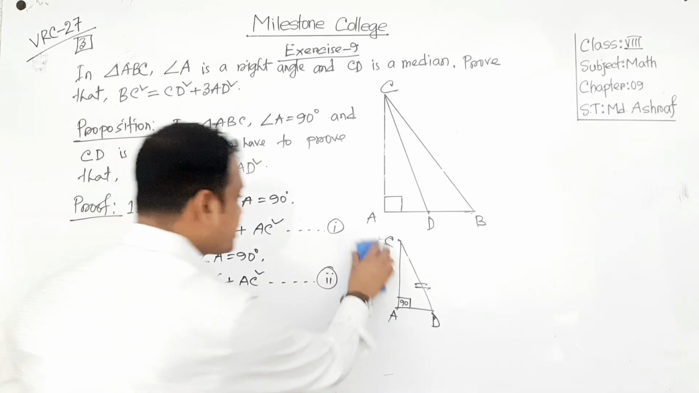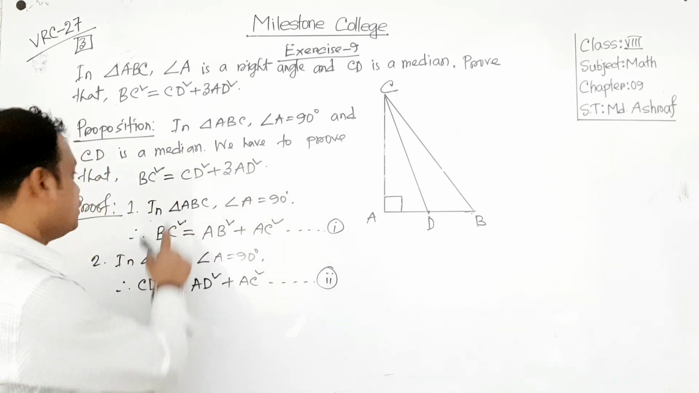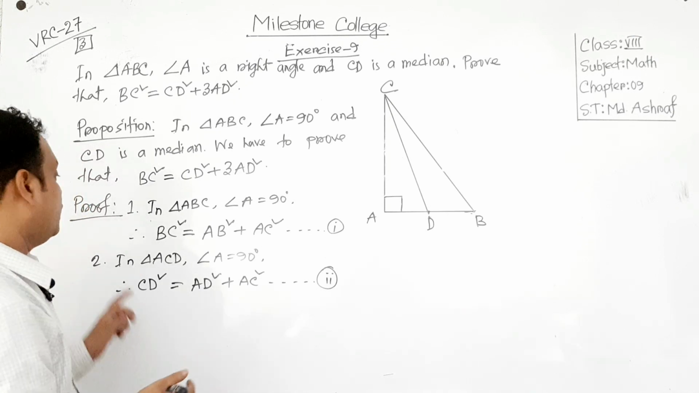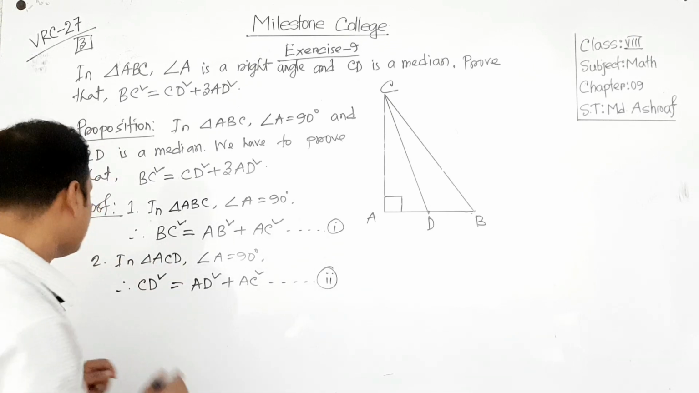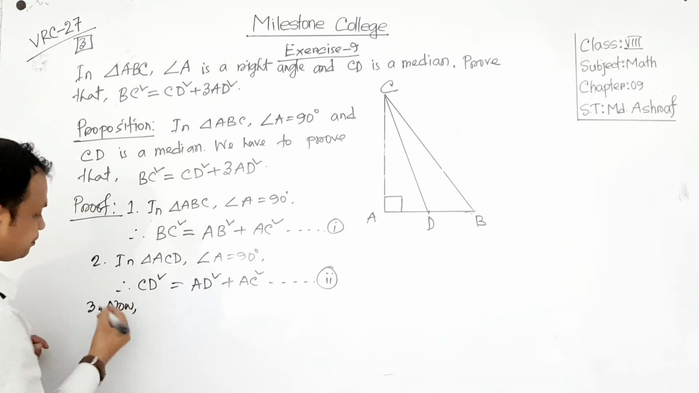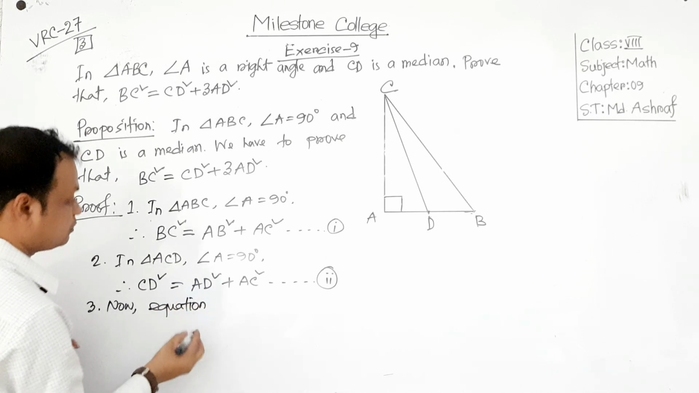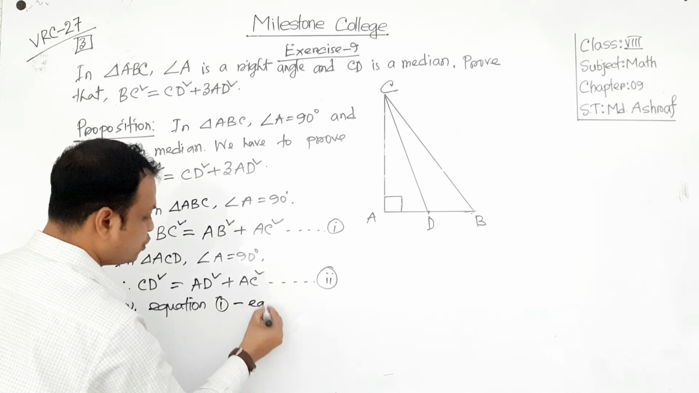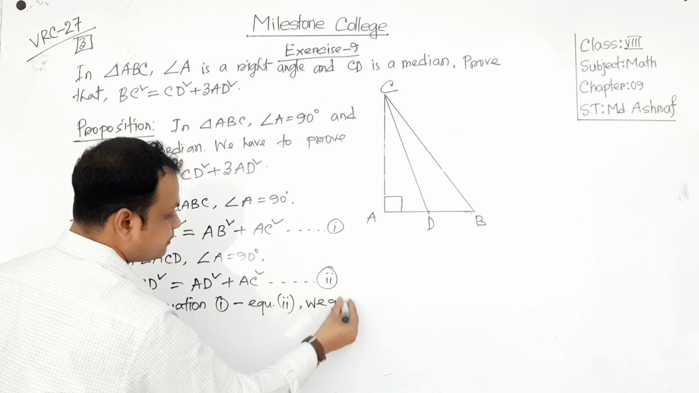So I want to erase this part. We have got 2 equations. Then we will subtract equation 2 from equation 1. So now we will write the third point: equation 1 minus equation 2.